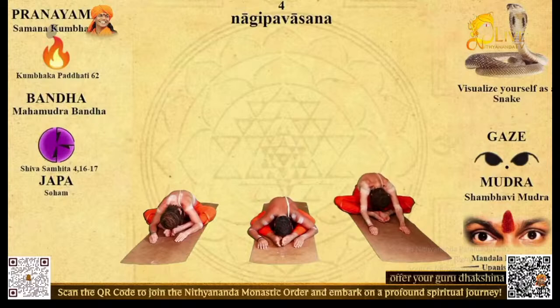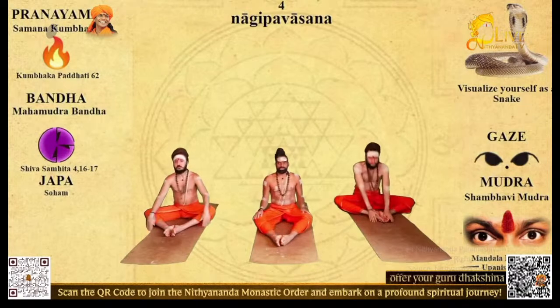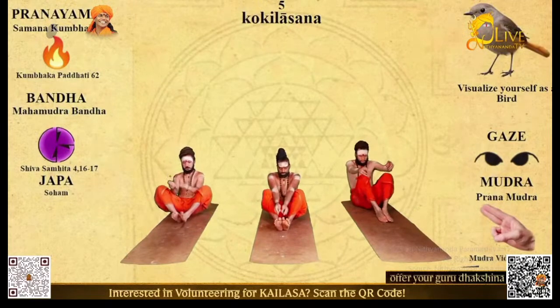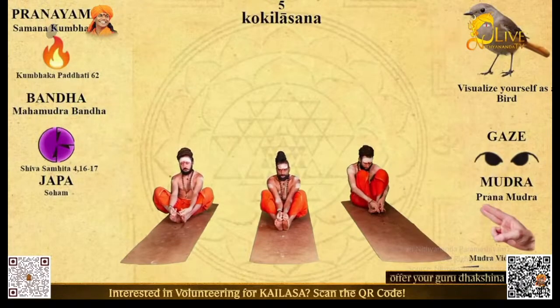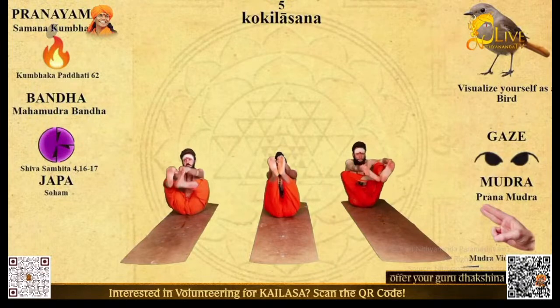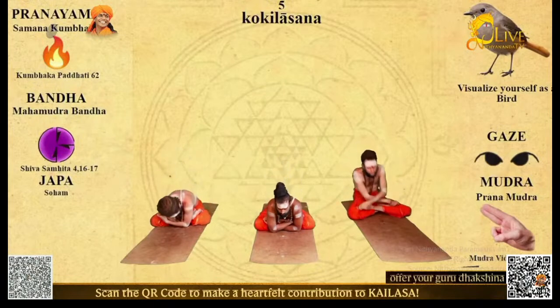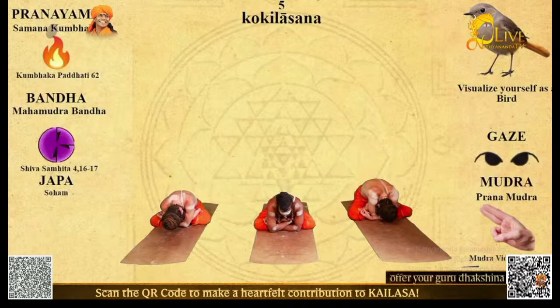Inhale. The next asana is Kokilasana, as you bring both the legs, touch the big toe of both the legs in Prana Mudra and raise the legs above and cross it in Padmasana, elbows on the ground as you lean forward. Visualize bird in your space as you engage Mahamudra Bandha.